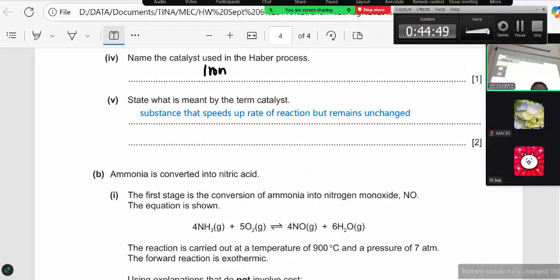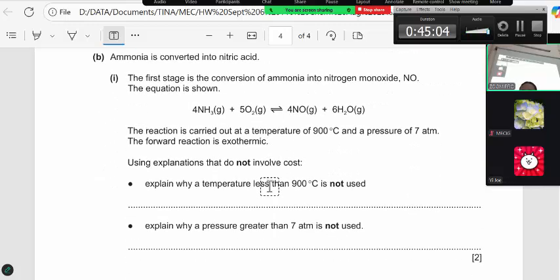Ammonia. Ammonia is converted into nitric acid. The first stage is the oxidation of ammonia to nitrogen monoxide. The equation is shown. The reaction is carried out at a temperature of 900 degrees Celsius and a pressure of 7 atmospheres. The forward reaction is exothermic.